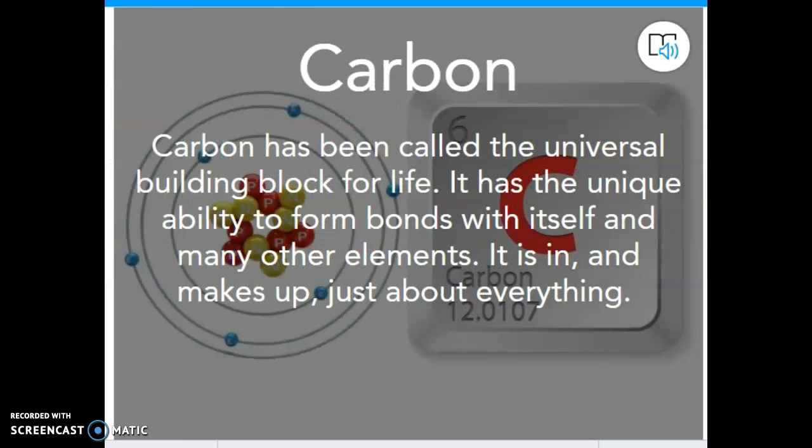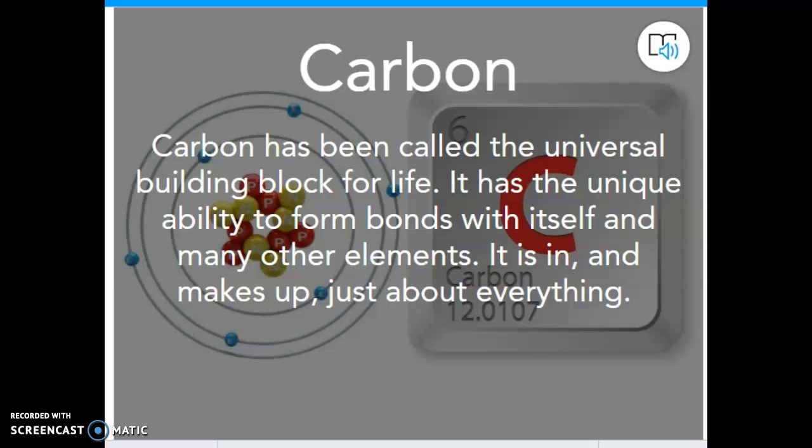Carbon has been called the universal building block for life. It's like the greatest Lego in the world. You can add just about almost anything to it. It does have a very unique ability to form bonds with itself. It has the ability to form bonds with many other elements.